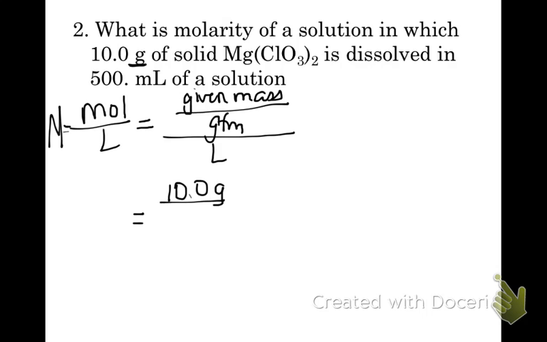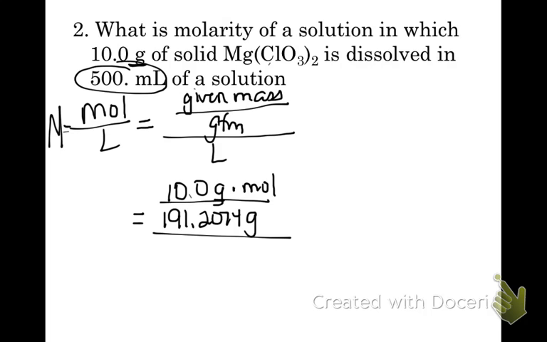The given mass in the problem was 10.0 grams. The gram formula mass, I just need to make sure I add up the Mg, the 2 Cls, and the 6 oxygens. When I do that, I get 191.2074. If you get something different than I do, make sure that you let me know during class. And let's see, that's going to be grams, mole, and that's going to be over liters.